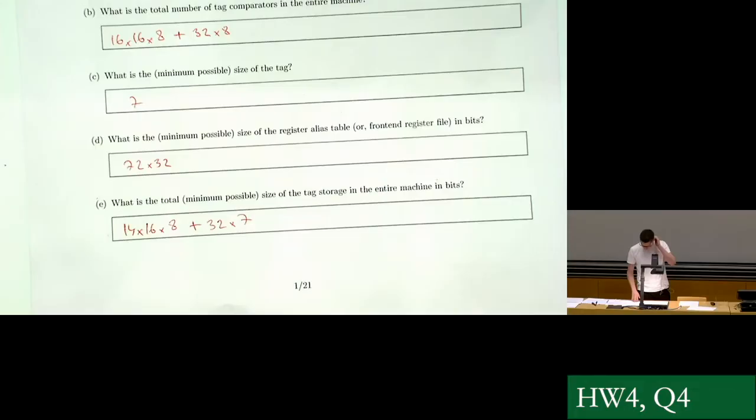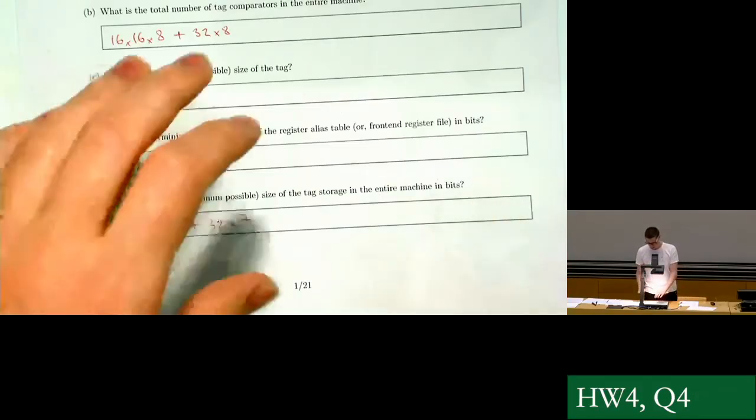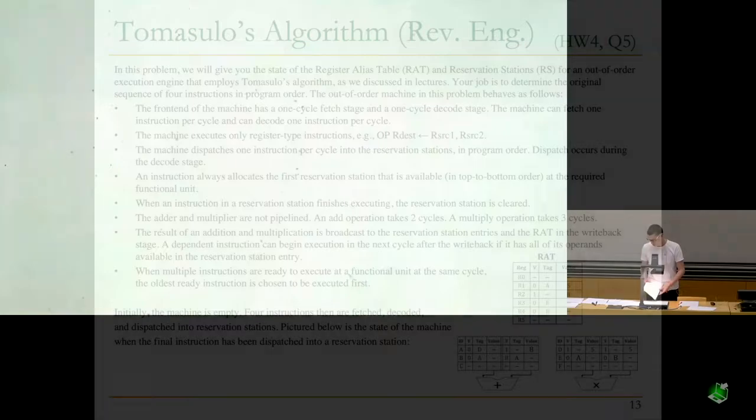I guess, is this correct? Is this the total minimum size of tag storage in the entire machine in bits? Okay, yeah. Okay. Everything clear? I think that this was a relatively simple question.